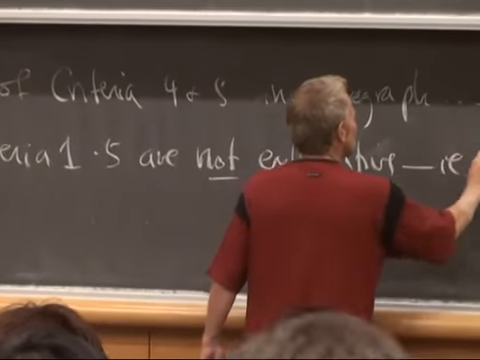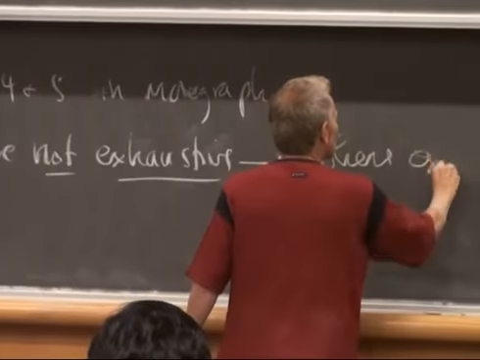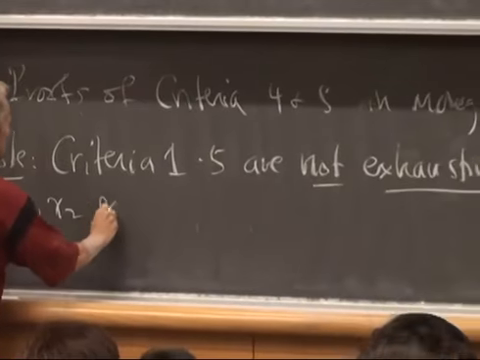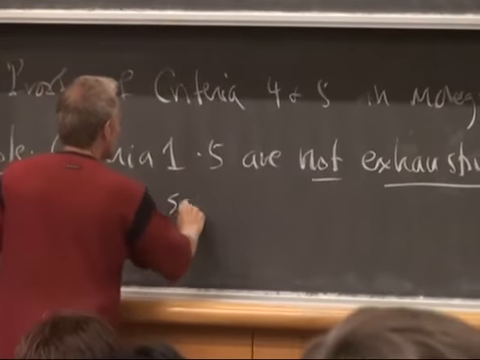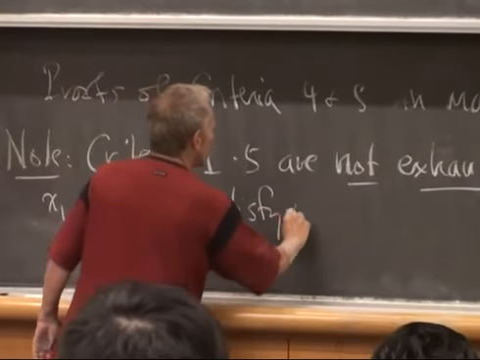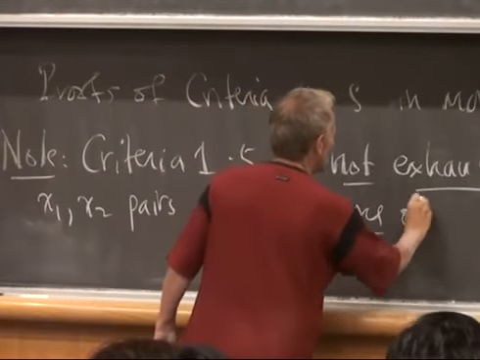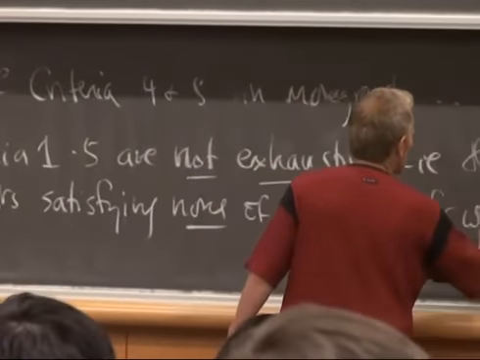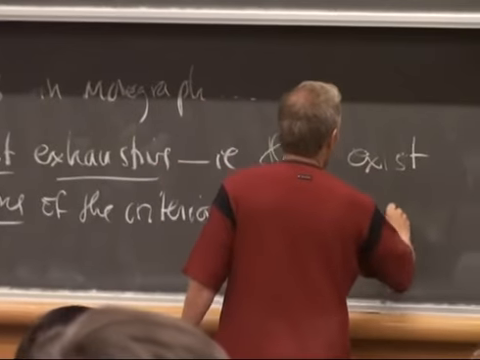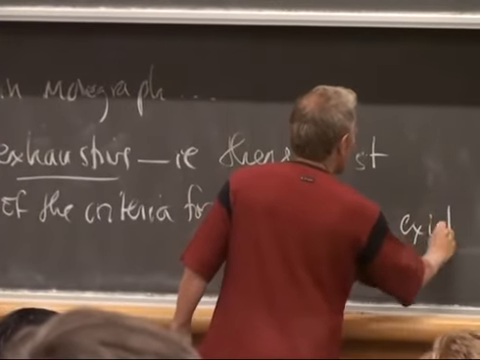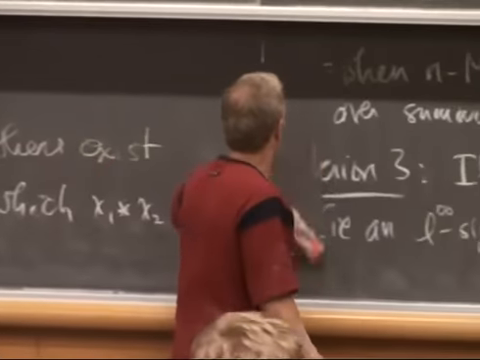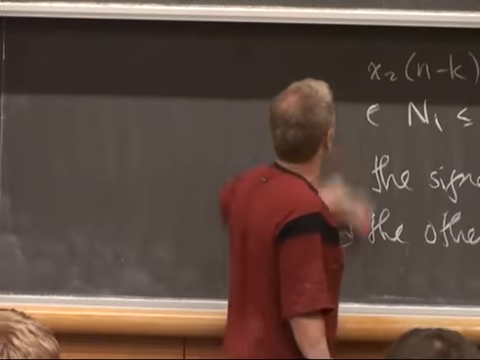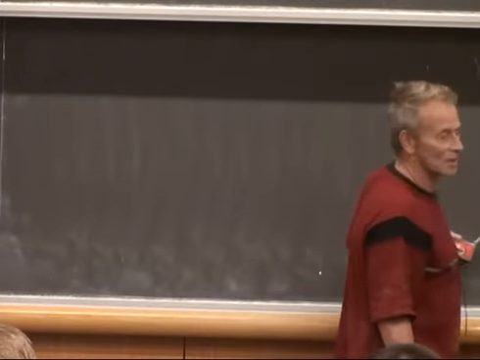That is to say, there exist pairs of signals, x1, x2 pairs, satisfying none of the criteria for which x1 convolved with x2 exists. And let's see if anyone's clever enough just to come up with one. I have practice doing this, so.